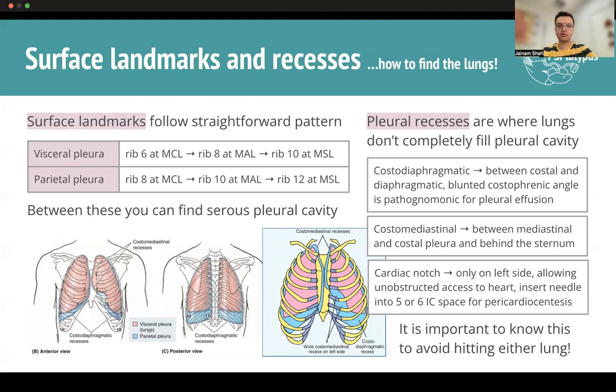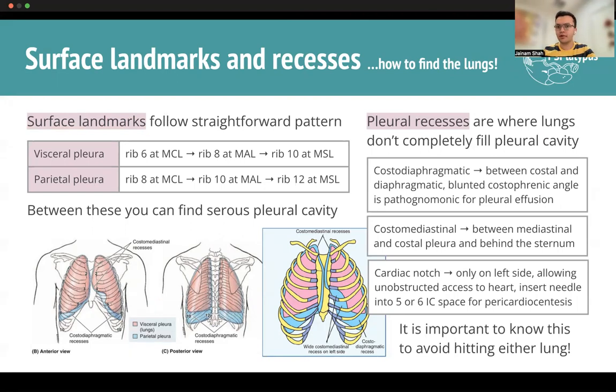And of course, remember that the parietal pleura is larger than, or actually encompasses, the visceral pleura because it's the one that's surrounding the thoracic wall. Between these, you're going to find the pleural cavity and by extension, the fluid within it. The pleural recesses are places where the lungs, or in other words, the visceral pleura, will not completely fill the pleural cavity. So where we might expect to find that fluid.